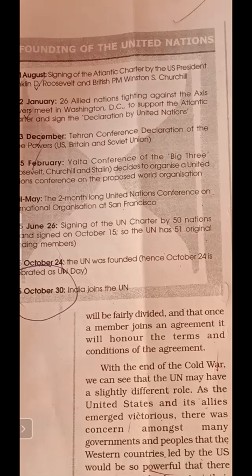And then in February 1945, the Yalta Conference, Big Three: Roosevelt, Churchill, and Stalin. These three people, we call them the Big Three. There's Roosevelt, there's Churchill, there's Stalin. Stalin is basically from USSR, right? Stalin, Churchill, Britain, and Roosevelt, America. They decided to organize a United Nations conference on the proposed world organization.